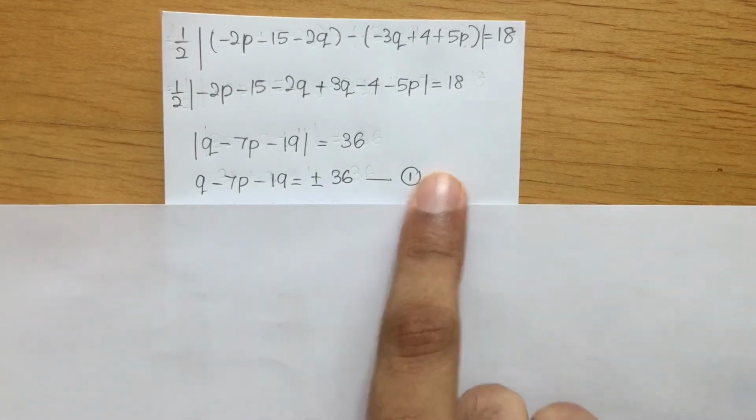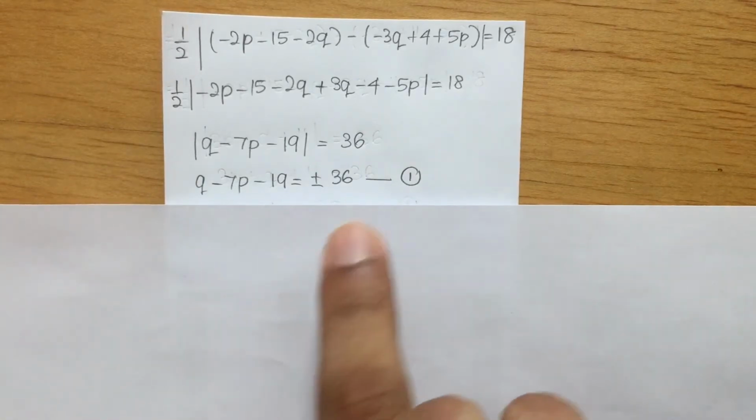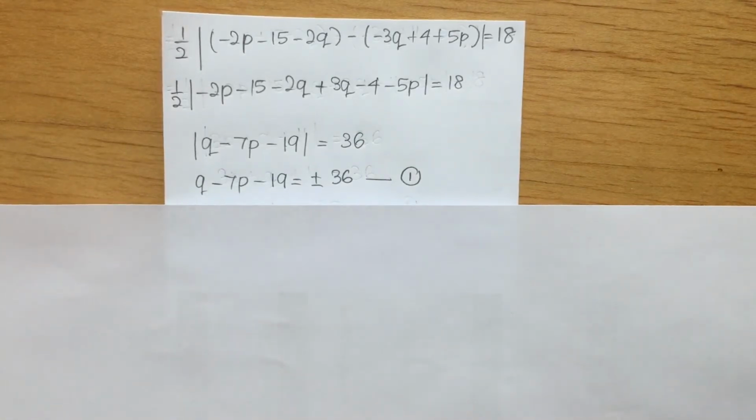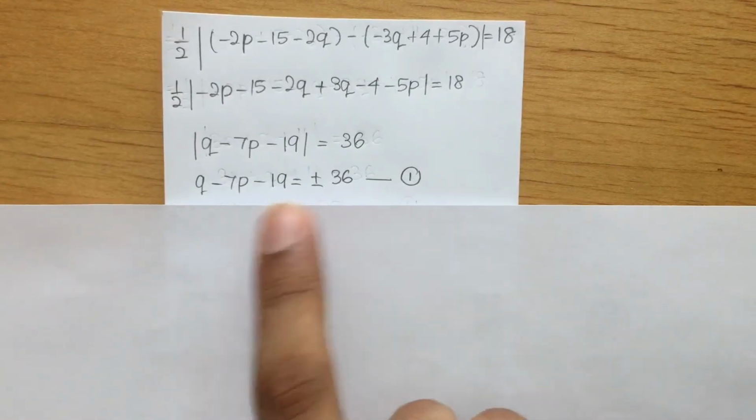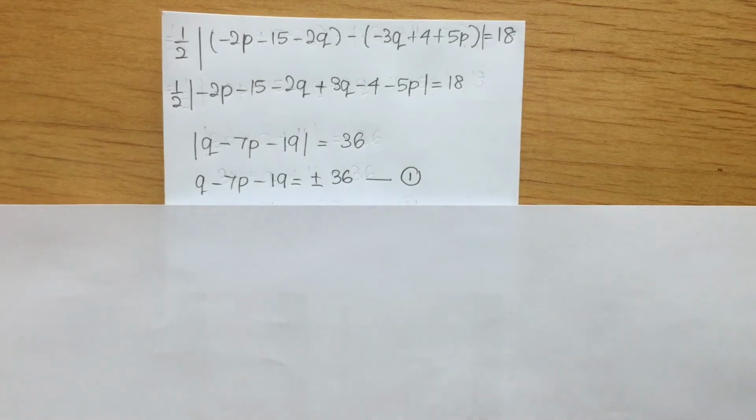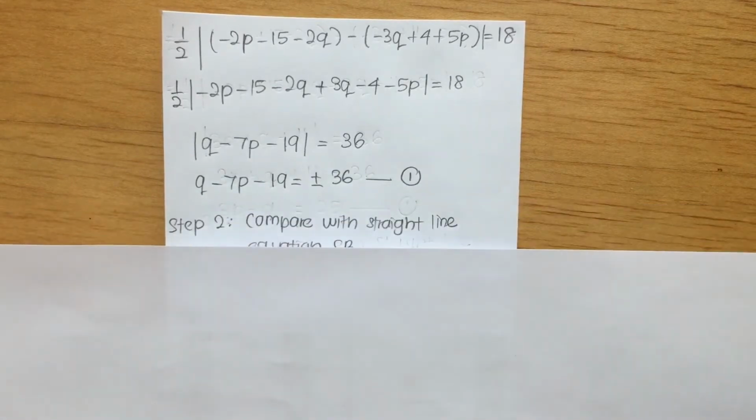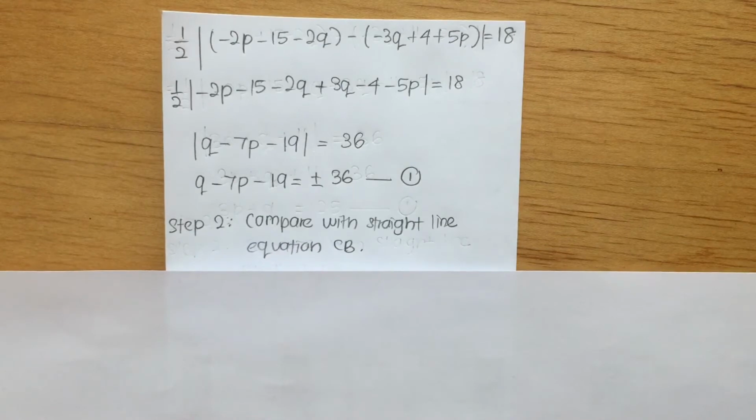Alright guys, what we're going to do, we already formed the first equation over here. Later on, once we form our second equation, we're going to use a trial and error method to find out which equation gives us the correct answer. So for now, we leave the equation 1 aside. So let us proceed to the equation 2. So for the step 2 is we're going to compare the PQ with the straight line equation CB. Okay guys, let us continue.